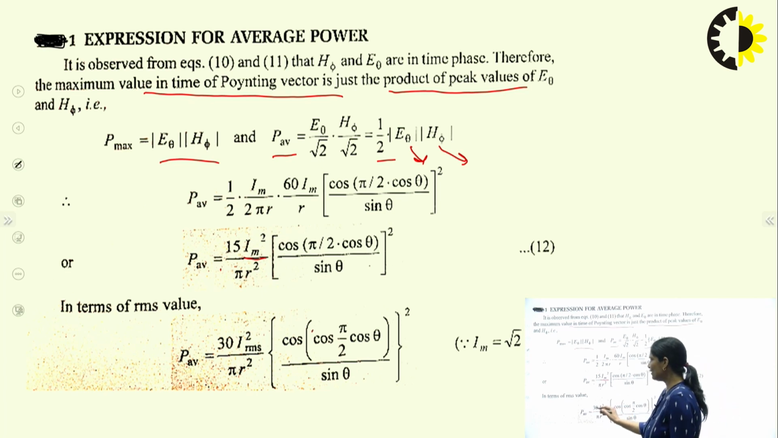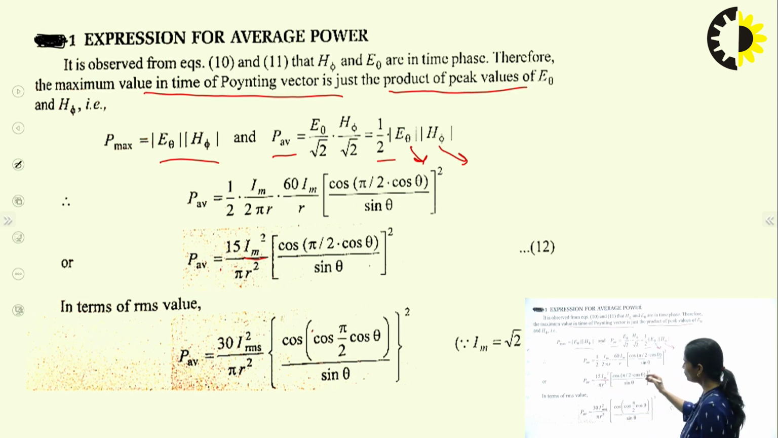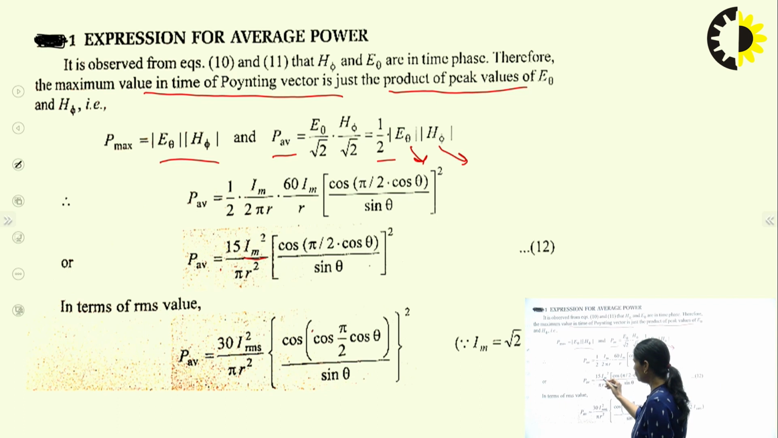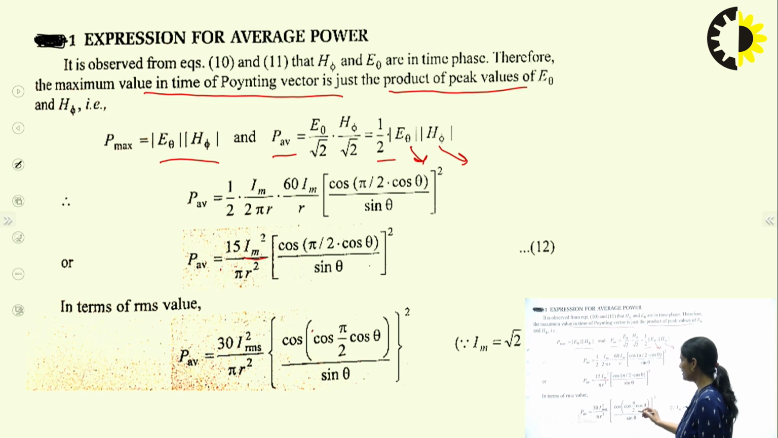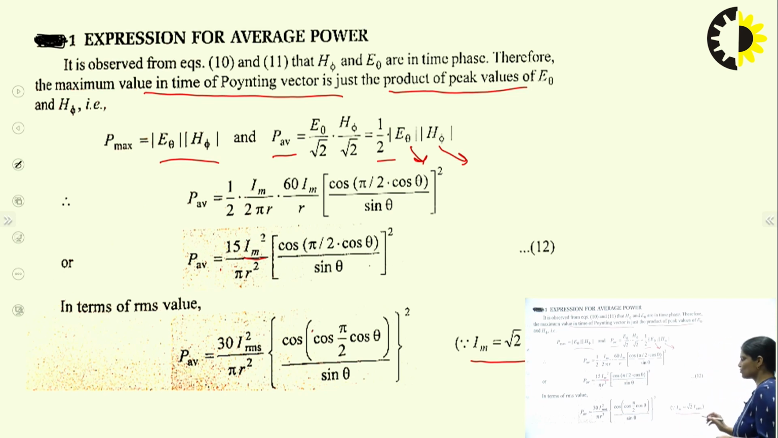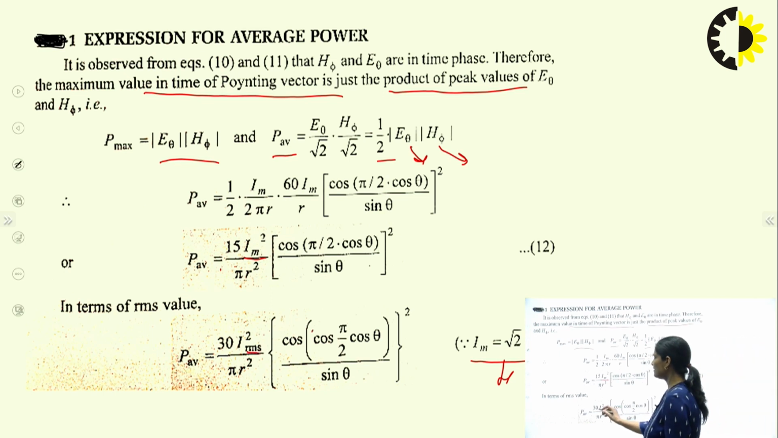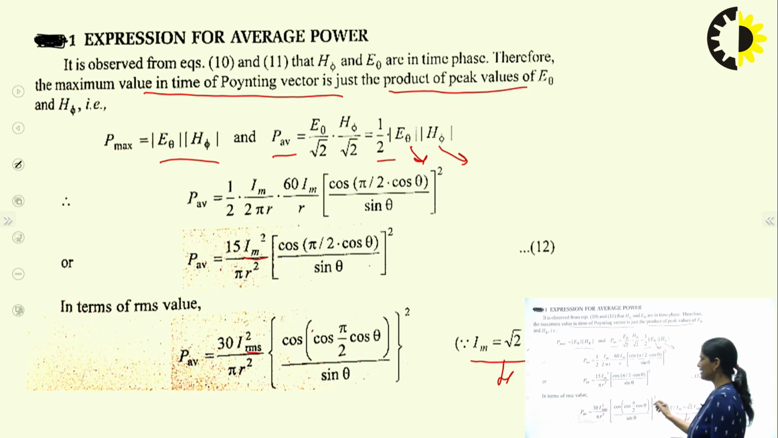P average is equal to what? You all know I max and IRMS. I max is equal to root 2 IRMS, so Im square is 2 IRMS square. Multiply 15 by 2 IRMS square upon pi r square, and this is your cos(pi by 2 cos theta) upon sin theta, whole square. So if you put Im is equal to root 2 IRMS here, you will get 30 IRMS square upon pi r square and this bracket. So this is your average power.